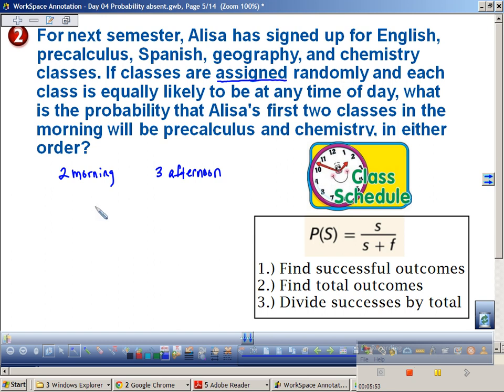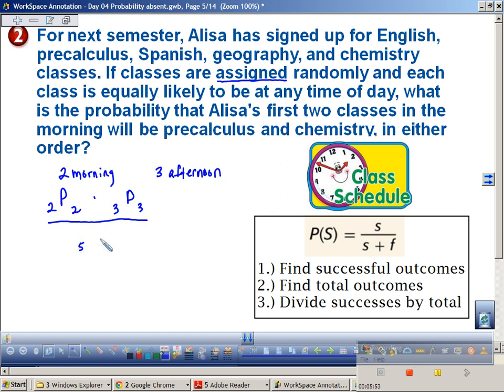So I'm going to use permutation, first of all, because it's being assigned, because they're going to be in a certain order. We just have to find all the possible ways that it can be in order. All right, so we're going to have 2 classes in the morning, permutation 2, or 2 pick 2. Then we're going to have 3 classes in the afternoon and find all the possible ways we can have 3 different classes in the afternoon.